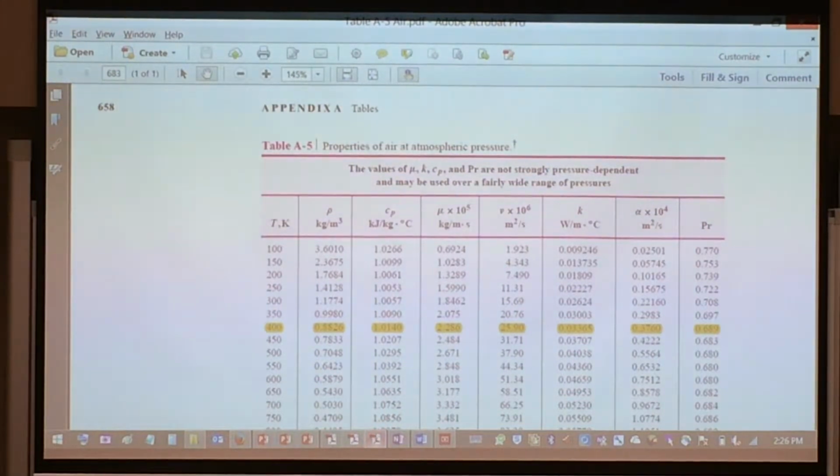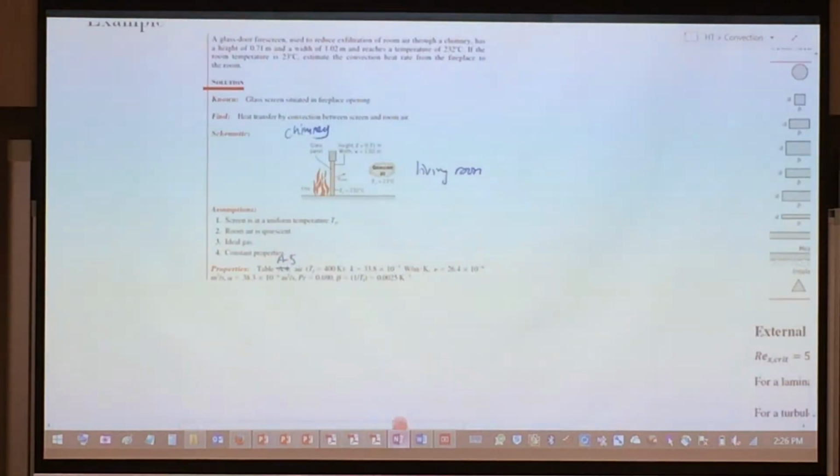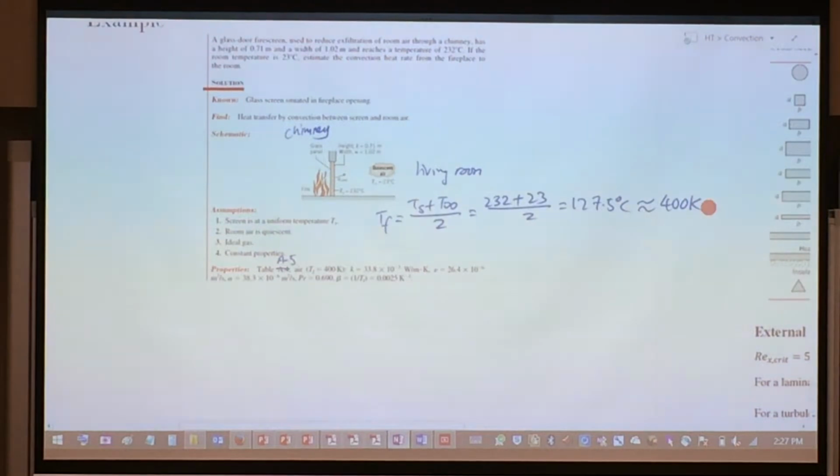So I'll be using this later, but for now I want to elaborate more about this film temperature. Now the surface temperature of the window is 232. Ambient is 23. So the film temperature will be calculated as your surface temperature plus ambient temperature divided by 2. It's sort of like the average temperature over here. That will be 232 plus 23 divided by 2. Calculate that, that's 127.5 degrees Celsius. And this is approximately 400 Kelvin.